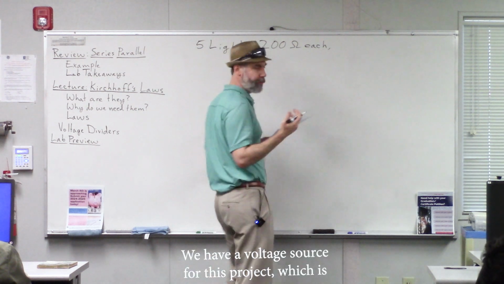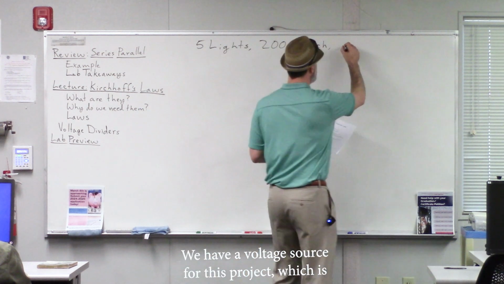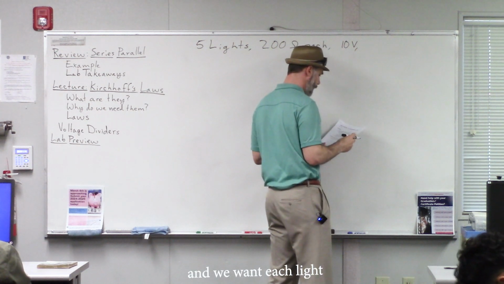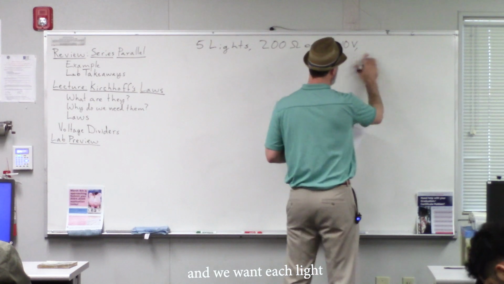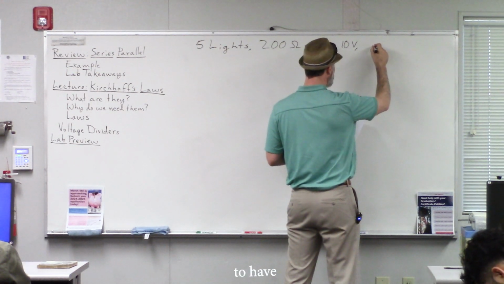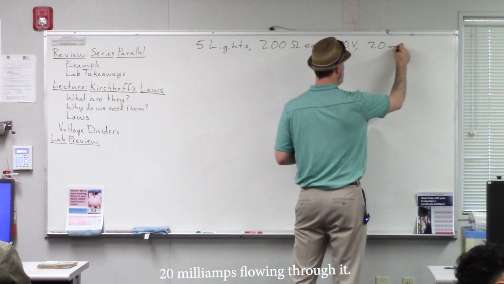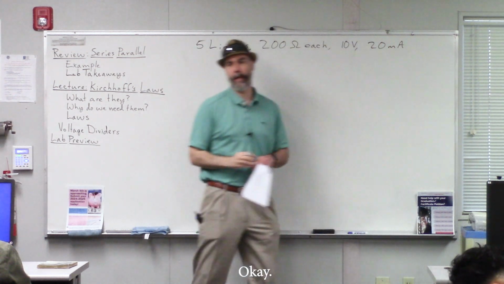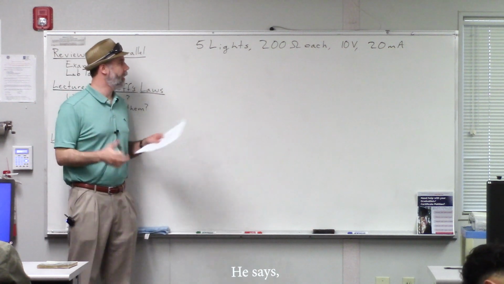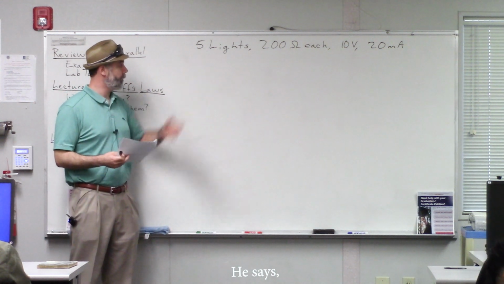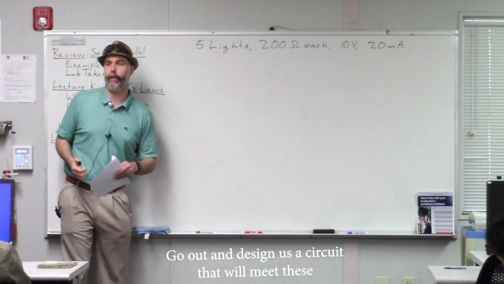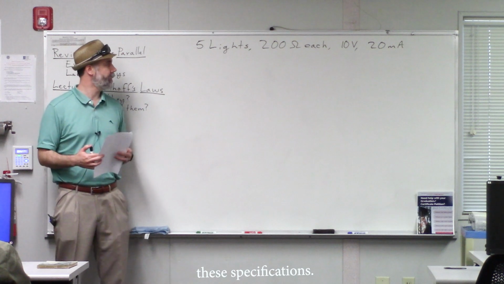We have a voltage source for this project, which is 10 volts. And we want each light to have 20 milliamps flowing through it. Okay? So your boss tells you all this. He says, this is our specification. Go out and design us a circuit that will meet these specifications.